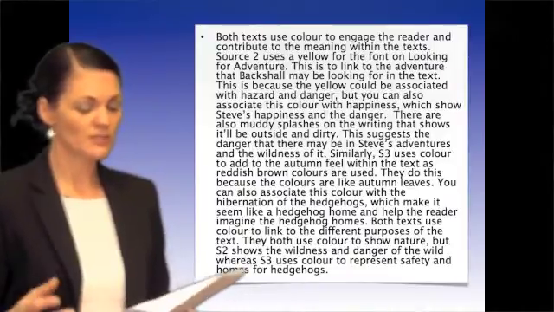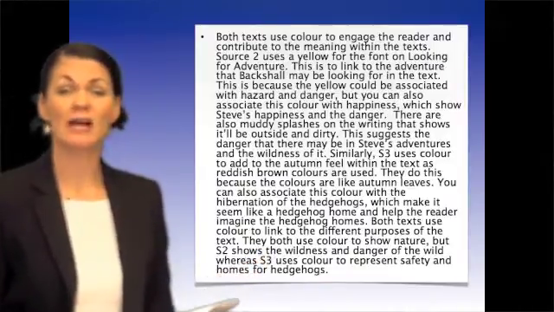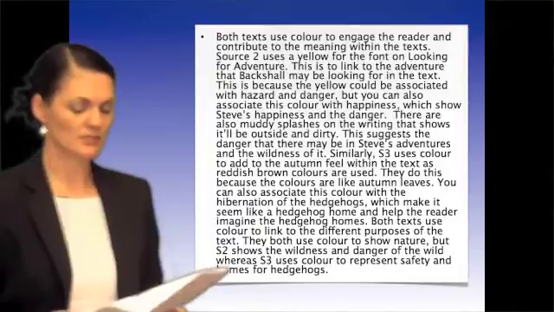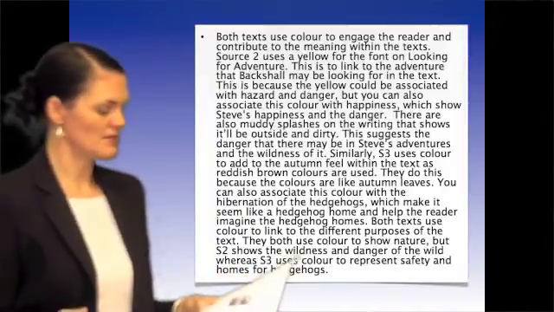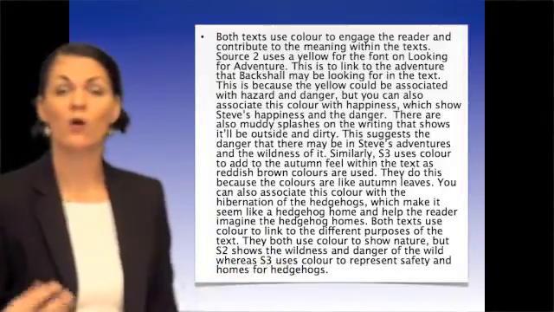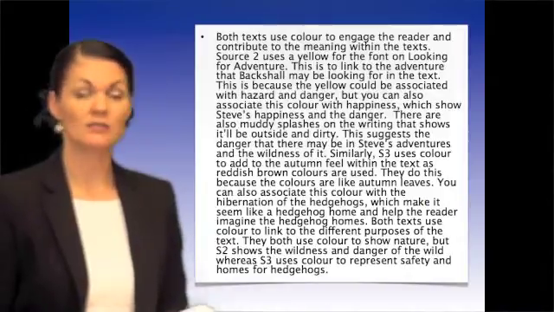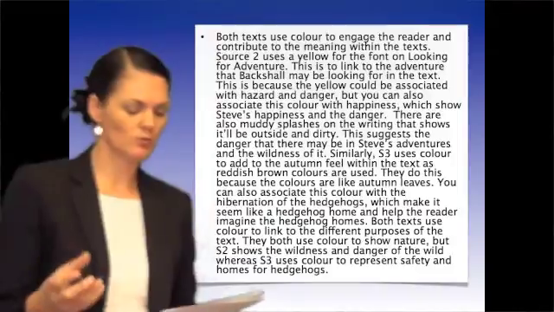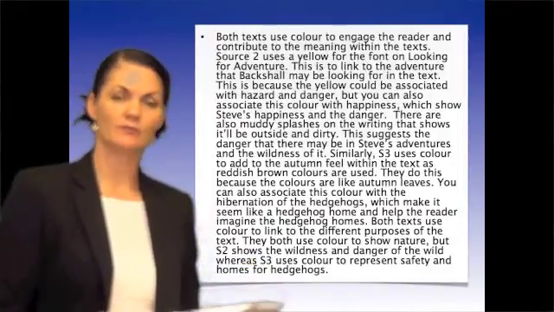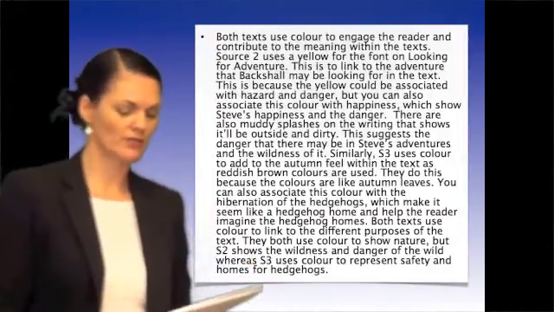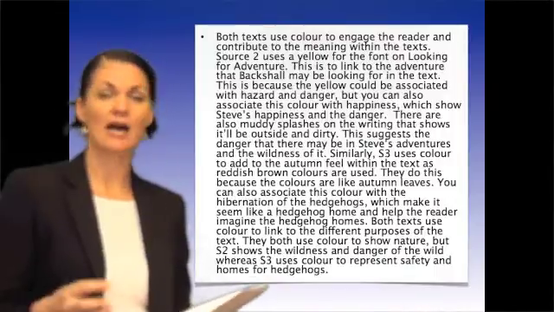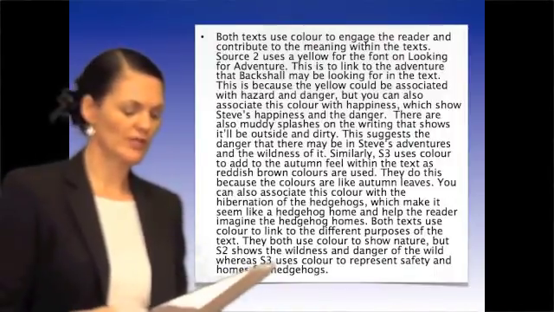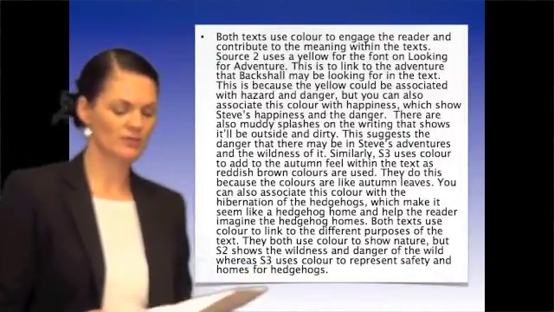There are also muddy splashes on the writing that show it will be outside and dirty. This suggests the danger that there may be in Steve's adventures and the wildness of it. Similarly, so really a linking phrase here, really important. I'm using that to tie the two points together. Source 3 uses colour to add to the autumn feel within the text as reddish brown colours are used.